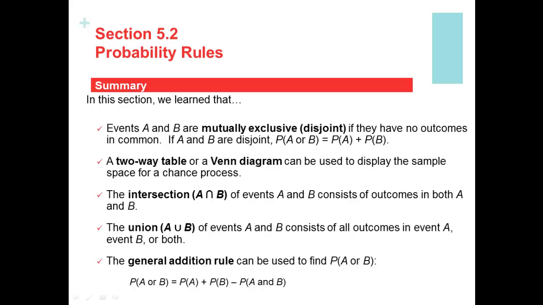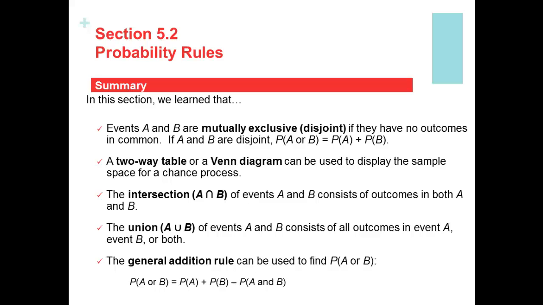Events A and B are determined to be mutually exclusive, or disjoint, if they have no outcomes in common. If A and B are disjoint, the probability of A or B happening is the probability of A plus the probability of B. A two-way table or a Venn diagram can be used to display the sample space for a chance process. The intersection of events A and B consists of the outcomes in both A and B.